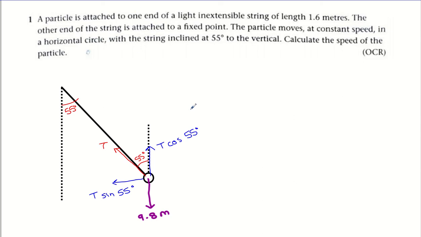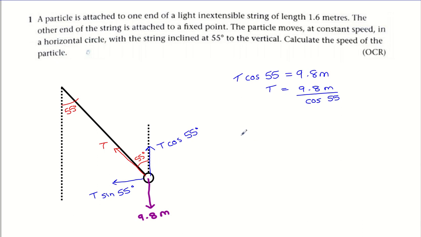So to solve this, I'm going to have to look at the horizontals and the verticals and then solve to find T. If we look vertically, because that's going to be easier, there's only two forces vertically: T cos 55 from the string acting upwards, and it must be equal to 9.8 m, which is the weight of the object. So it's in equilibrium vertically. And we can rearrange that to get that T equals 9.8 m over cos 55. That's going to help later on when I want to solve for T.